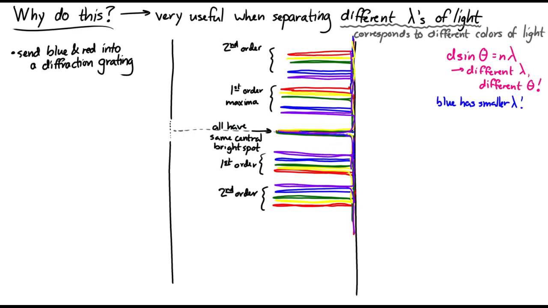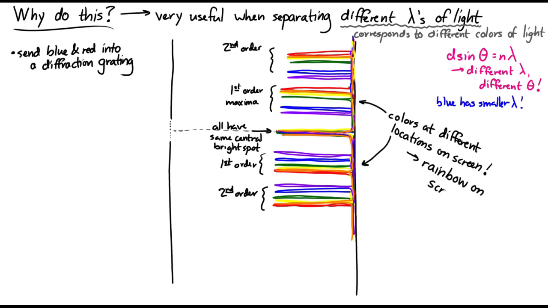What you're noticing is you get different colors in different places on the screen. You send in white light through the double slit aperture, and you get a rainbow on the screen. And not only is that pretty, it actually has some very important science applications that we'll talk about another time.